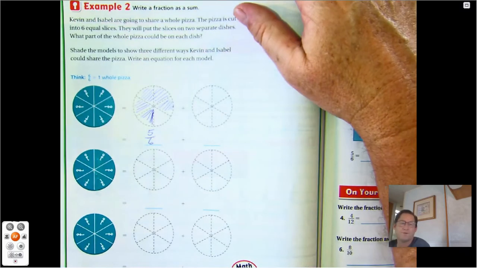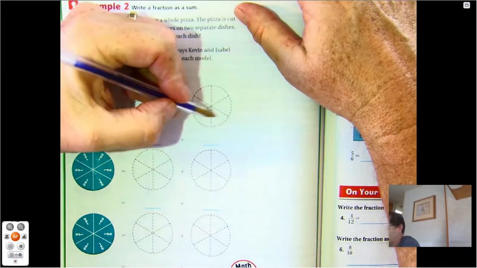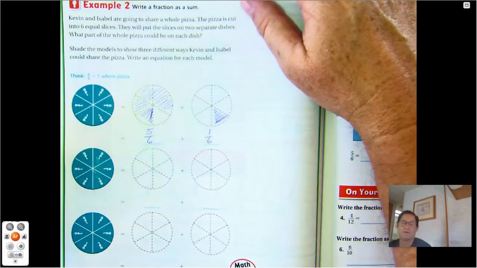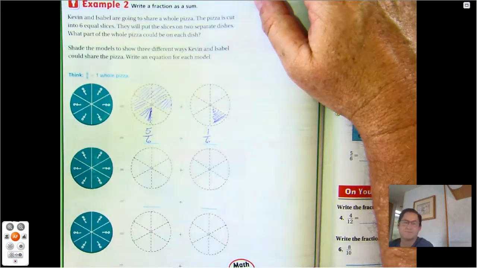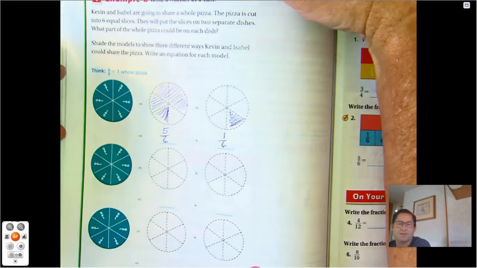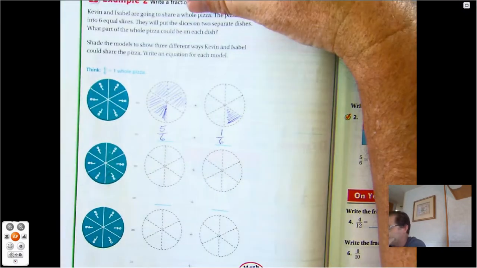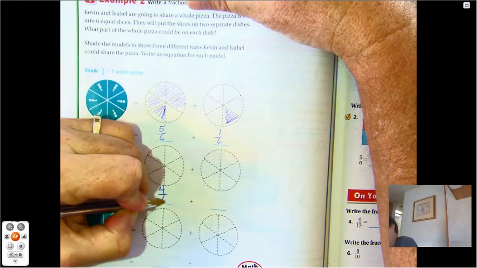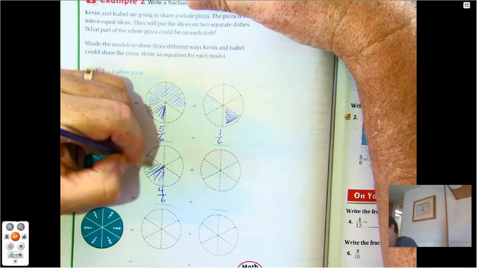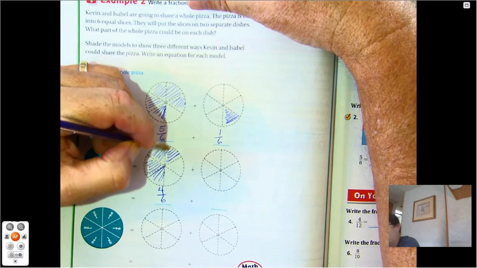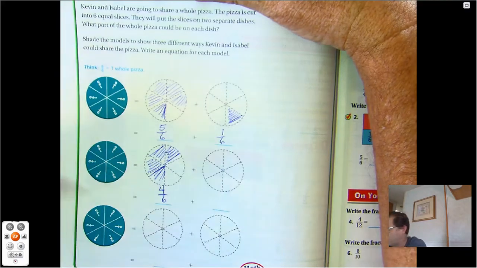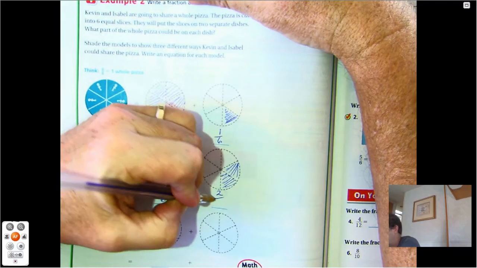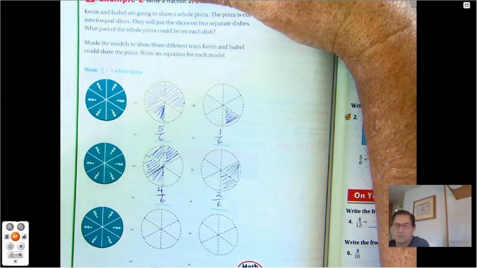What if I put 5/6 on this dish and 1/6 on that plate? That's still 6 pieces, right? Sure it is. Okay, so that's 6/6. What's another way we could do it? Well, how about 4/6? So we have 4/6 on this one. How many would be on the other dish? 2/6. And 4 + 2 = 6, so 6 out of 6 still.